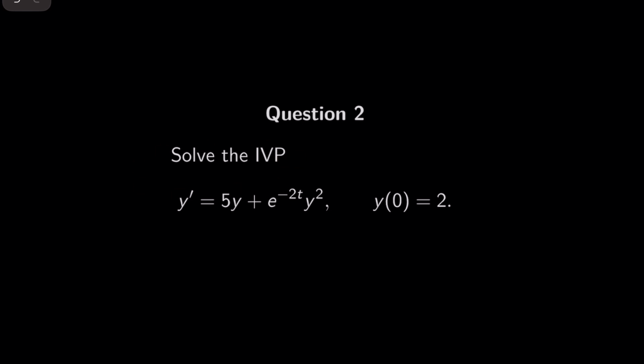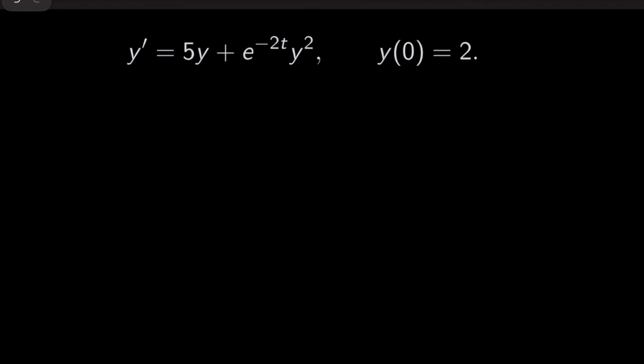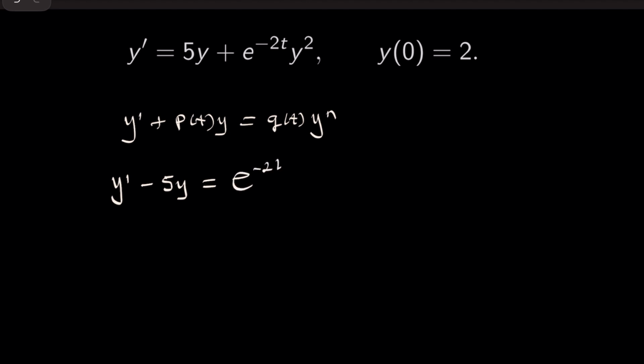With our second question, we have to solve the IVP. y prime is equal to 5y plus e^(-2t) y squared, and the initial condition is given as y of 0 equal to 2. So let's rewrite this in terms of the Bernoulli differential equation. We should have it of the form y prime plus p of t y equal to q of t y^n. And so we are going to have y prime minus 5y equal to e^(-2t) y^2.